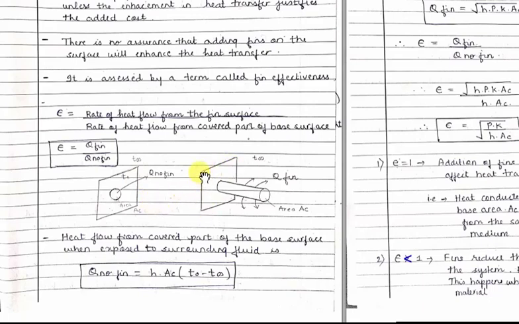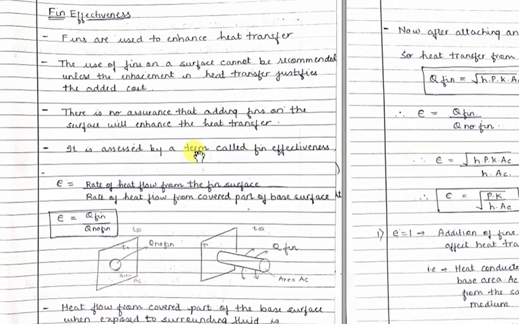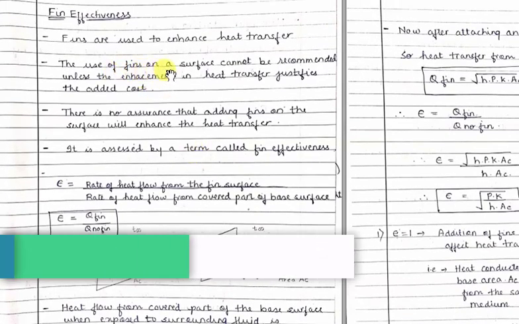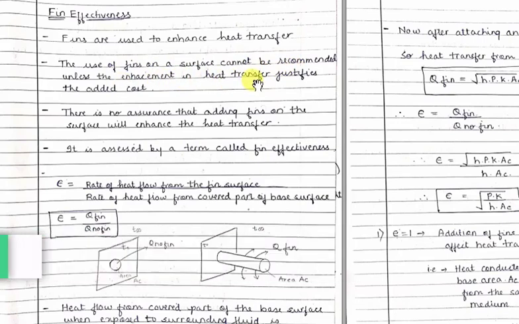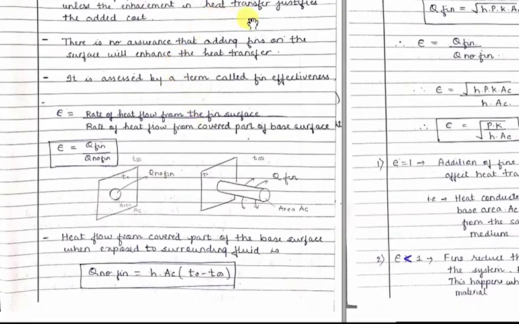Q fin, so this is a base plate, right? This is a base plate, and to this base plate we have attached the fin. Now we are supposed to check the performance of the fin. Why should we check the performance of the fin? Because the use of fin cannot be recommended unless there is an enhancement in the heat transfer. So this point is very important. Why are we studying the effectiveness? Because it should be very clear to us that the heat is being enhanced.